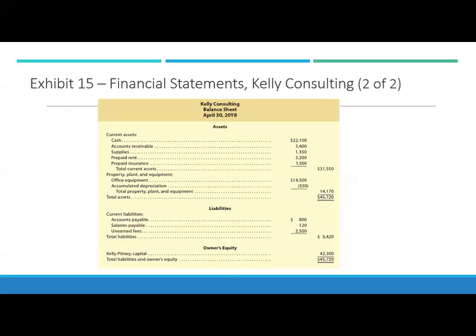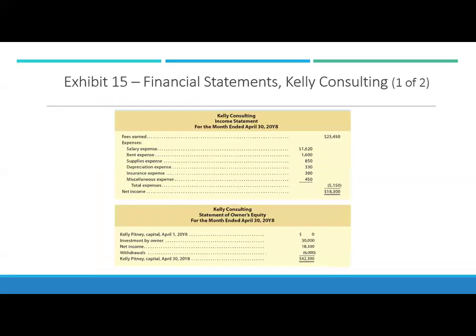Then we have our balance sheet accounts, and it's classified, right? We have our current assets classified as current assets, and then our office equipment. The depreciation's $330 in depreciation on that equipment, and then we have our total assets here. And liabilities is 3,420. And then the owner's equity balance comes from the statement of owner's equity here.